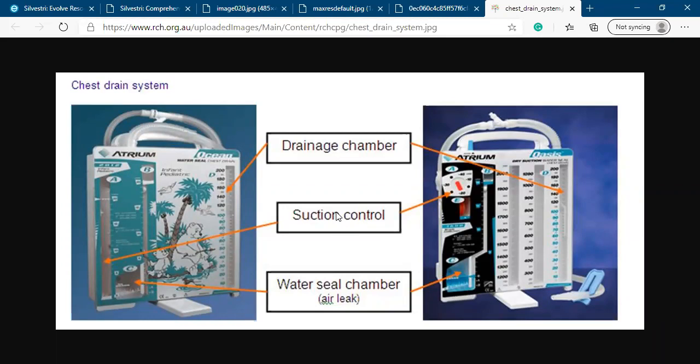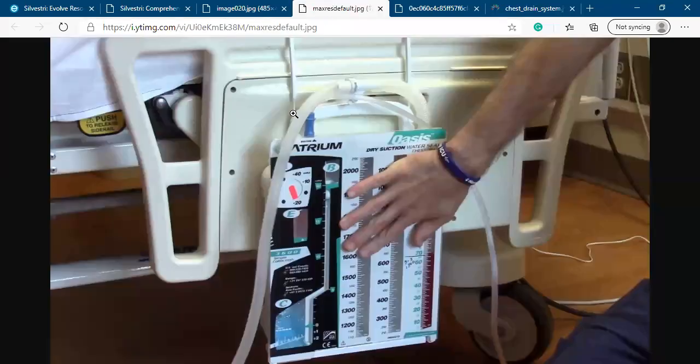So the chest tube should always be placed below the chest level. In this picture, we can see the chest tube is put on the bed rail, but it always must be below the chest level. This is the question the NCLEX board asks. Chest tube should be placed below chest level.